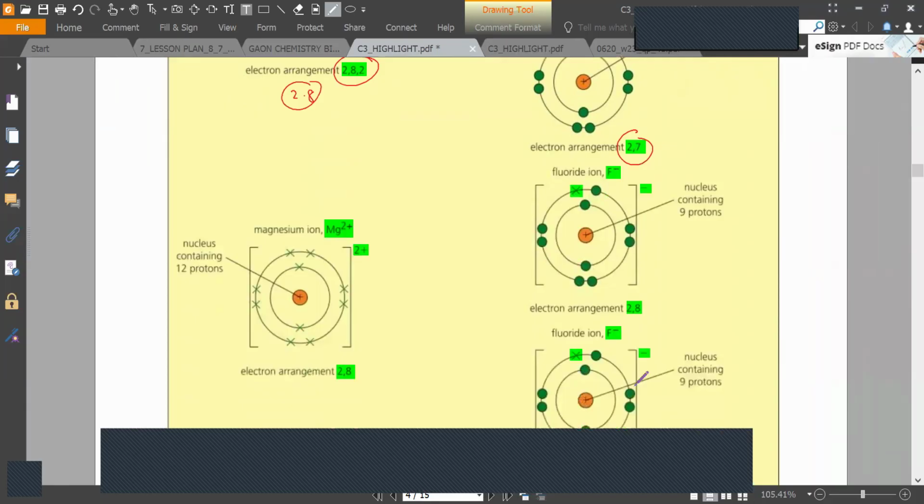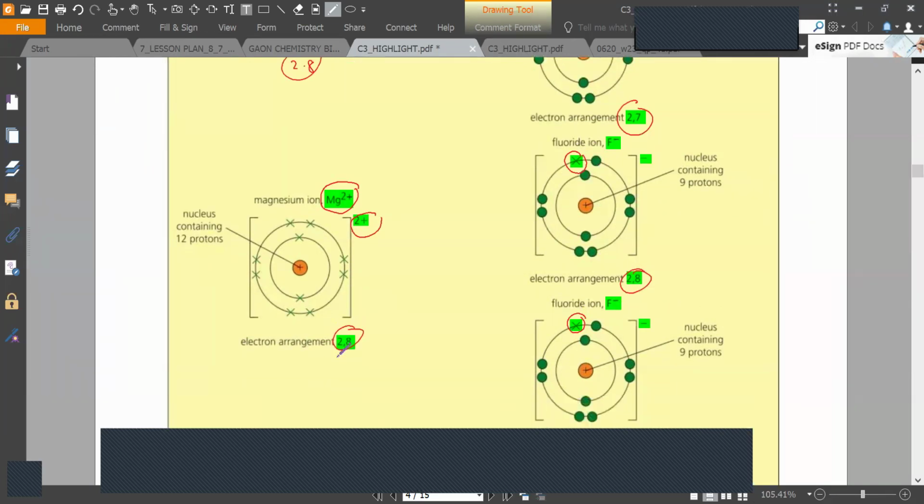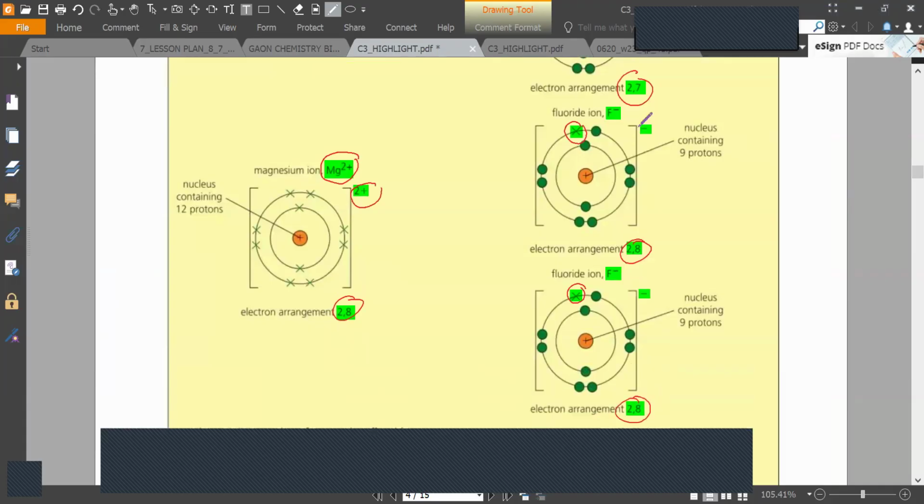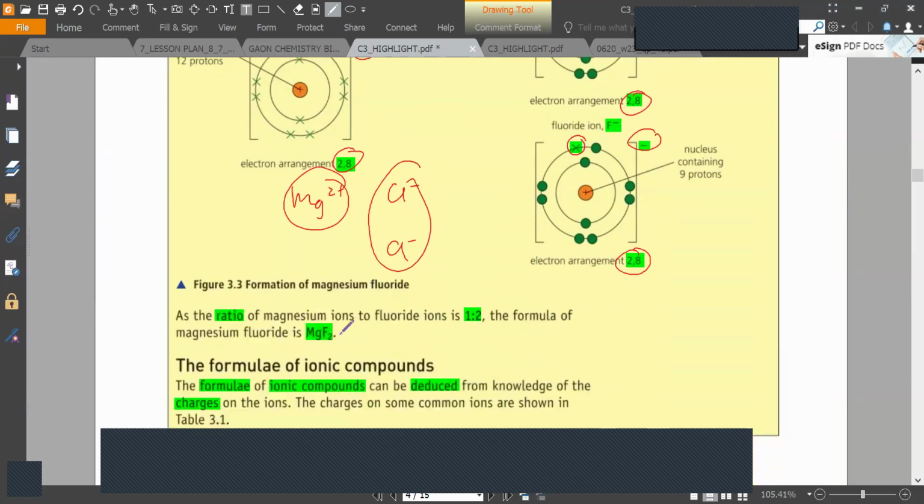So each of them will gain 1 electron. In the end, magnesium loses 2 electrons to become Mg 2 plus. Each fluorine gains 1 electron, so all of them get a full shell, and fluorine becomes negative 1. So Mg 2 plus, fluoride negative 1, means we need 2 of them to balance the 2 plus charge. So the correct formula for magnesium fluoride is MgF2.